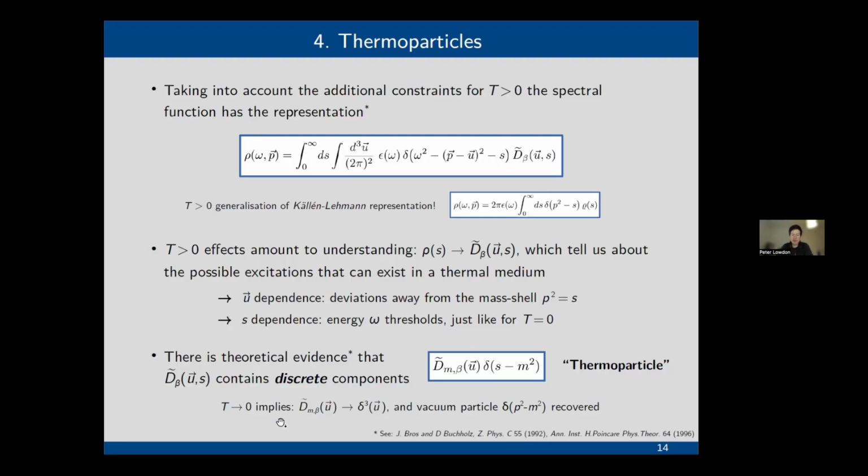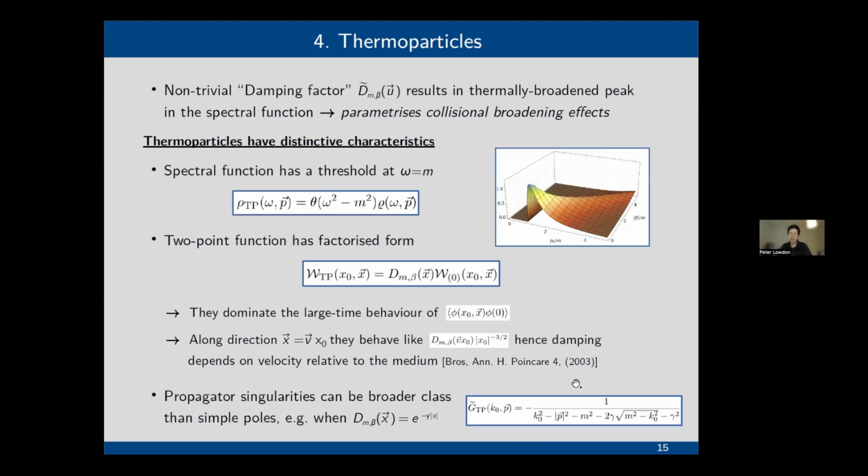So when you go to the zero temperature limit, this d of u becomes a delta, so that sets u equals to 0, and then you just recover the standard representation of a particle. So in this sense, as the name suggests, this is the finite temperature generalization of a stable particle state. That's the idea.